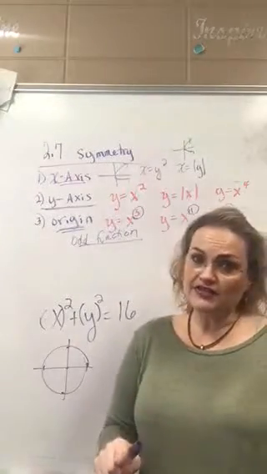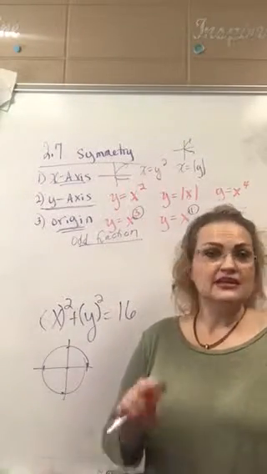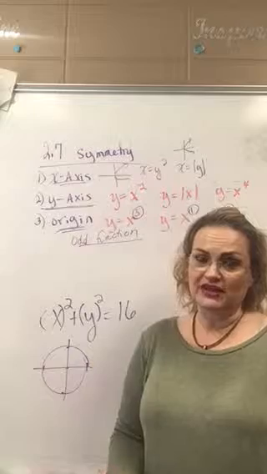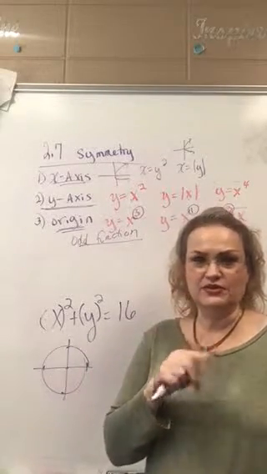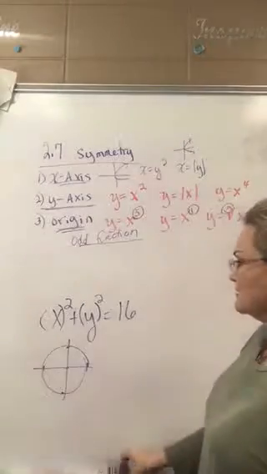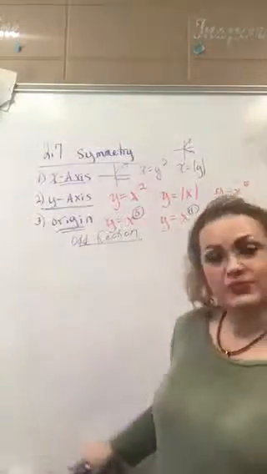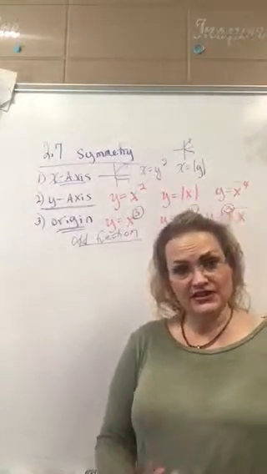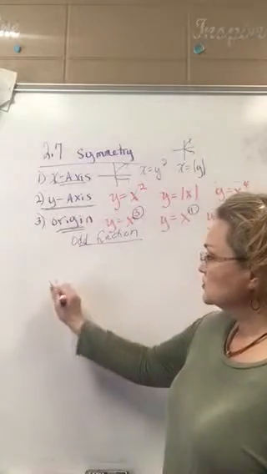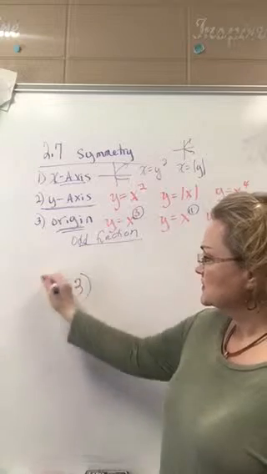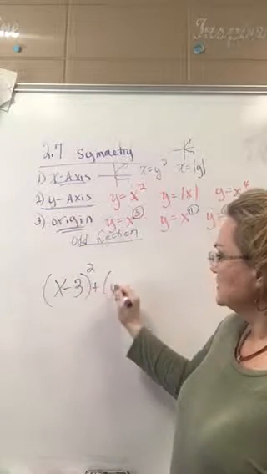Now, if it had the offset, and I'll do one like that next, then it would lose its symmetry with, I guess, all of them. It depends on how it's shifted. We'll look at that in a second. But anyway, that one has all 3 symmetries. A circle centered at the origin would have all of its symmetries. Now, not all circles are centered at the origin. So let's say we had an offset.